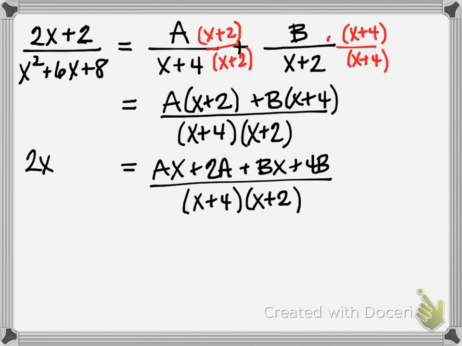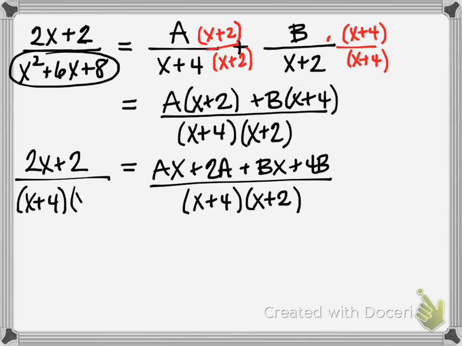So this is equal to what we started with, 2x plus 2 divided by x squared plus 6x plus 8. But I'm going to go ahead and write this denominator in its factored form, because I want you to see here that the denominators are the same. So if the denominators are the same, then the numerators must be equal. Or, let me state that a different way. If you were solving this equation, you would want to multiply both sides by the denominator, x plus 4 times x plus 2, to eliminate that division.